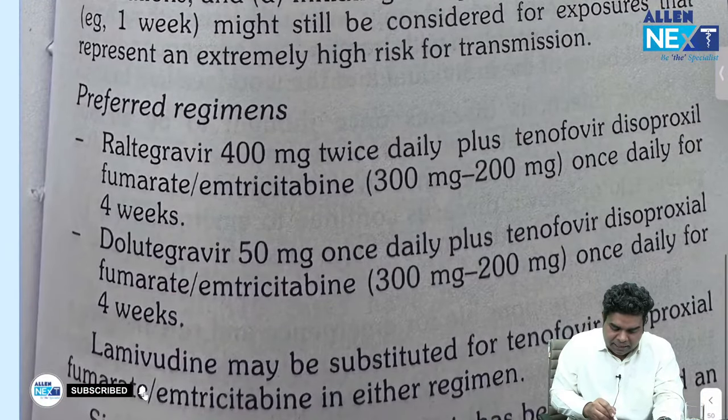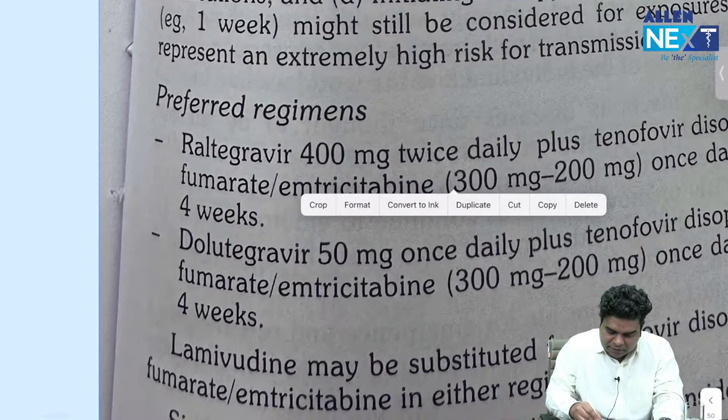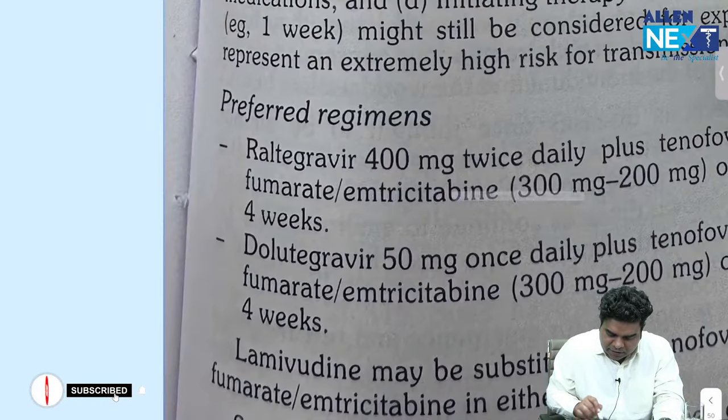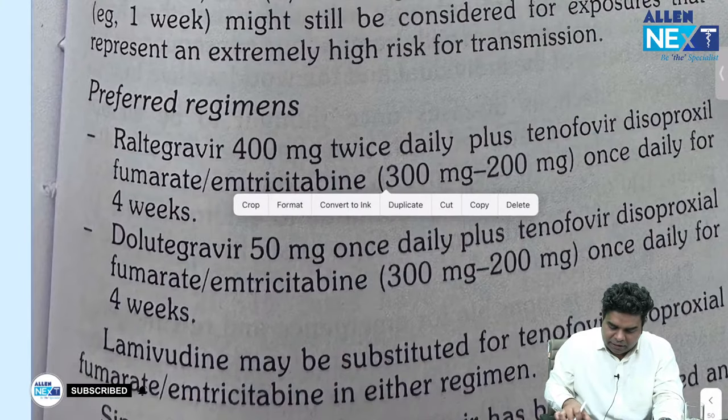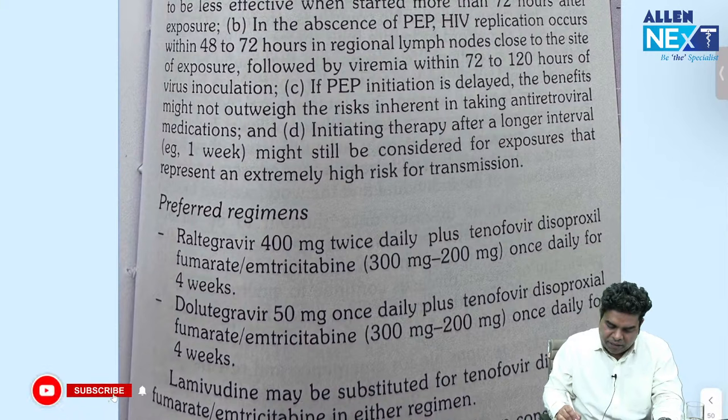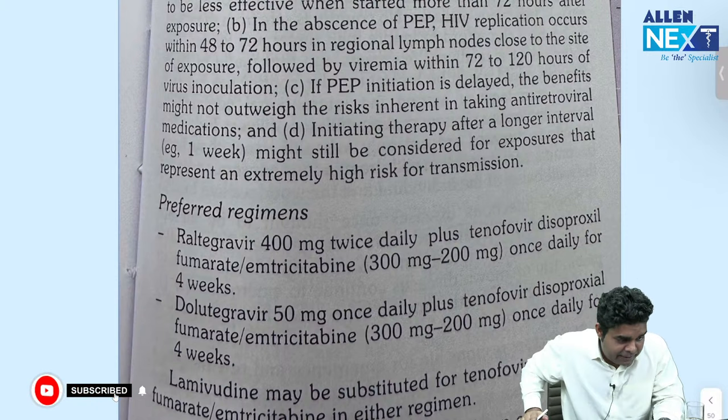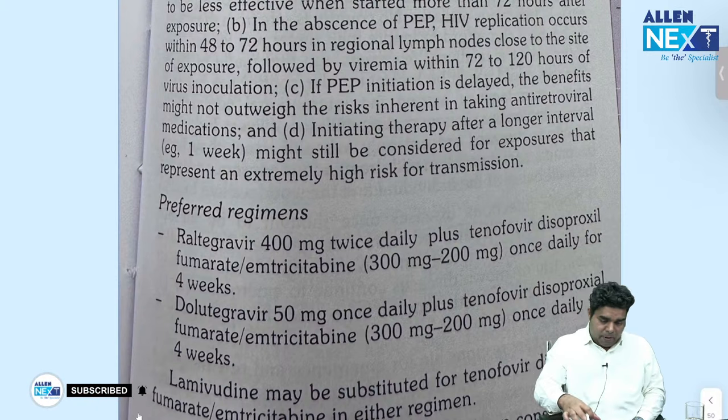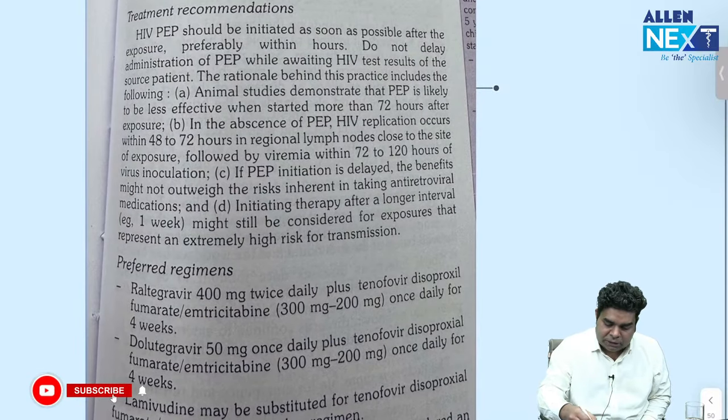The preferred regimen is raltegravir. Raltegravir. Oh, I cannot write over it. Okay. Raltegravir, tenofovir, and emtricitabine, once daily for 4 weeks, that means 28 days. So, what is the drug that we give for post-exposure prophylaxis?